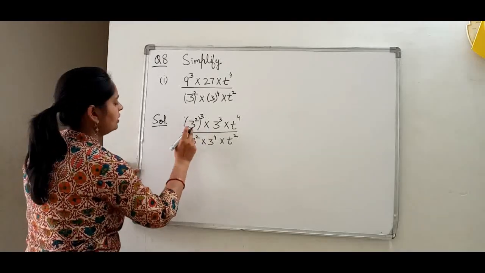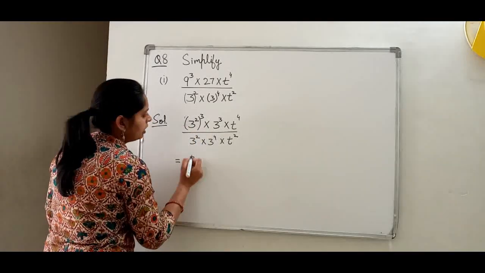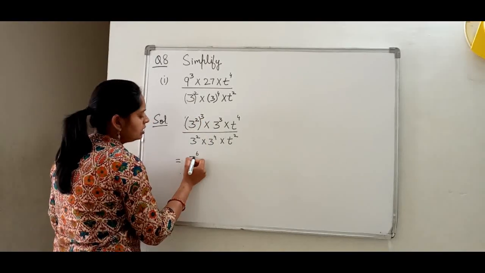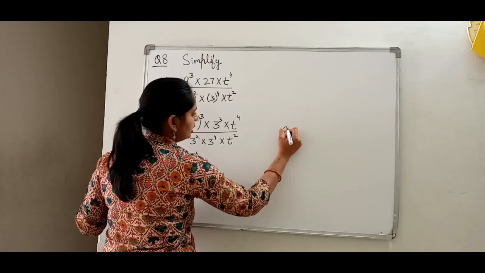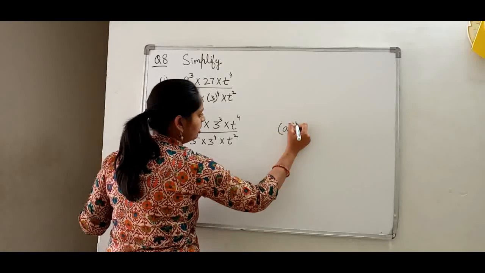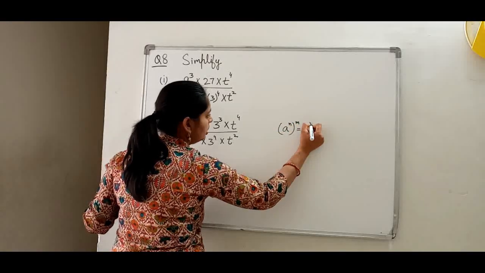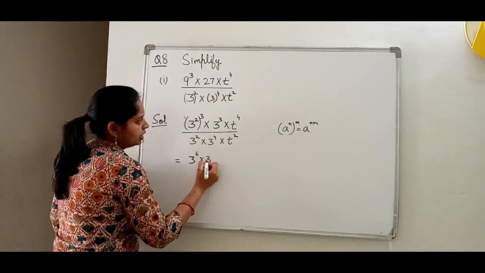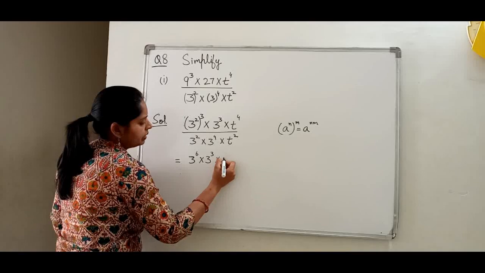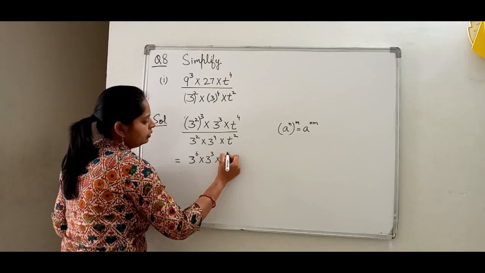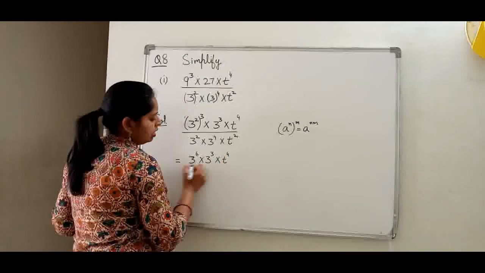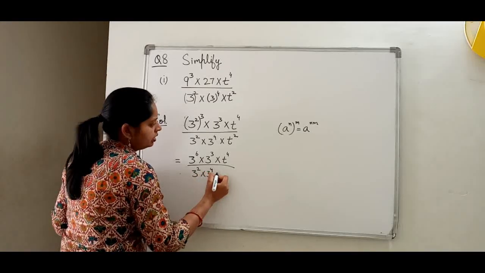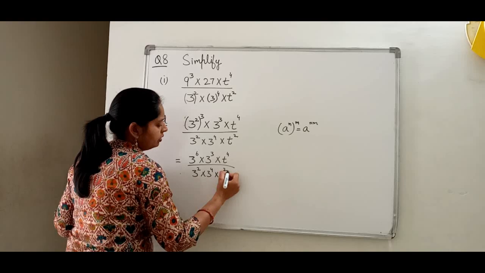Both are having the same base. First we will solve this: (3^2)^3. Powers will be multiplied because you know that the law (a^n)^m is equal to a^(nm), right? So we have 3^6 multiplied by 3^3 multiplied by t^4, upon 3^2 into 3^4 multiplied by t^2.